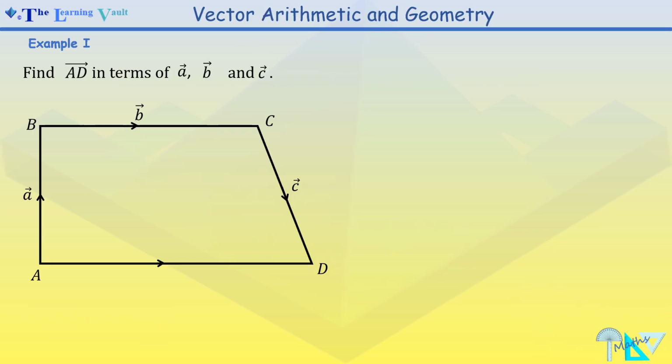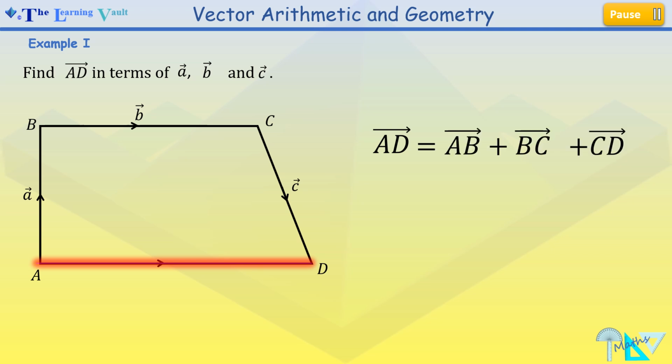Example 1. You may pause and have a go. Now we're told to find AD. So the vector AD, let's look at how the vector chain is created. So we're moving from A to B, B to C, and C to D.